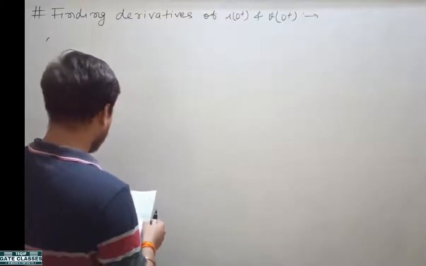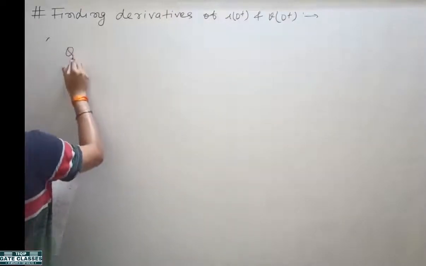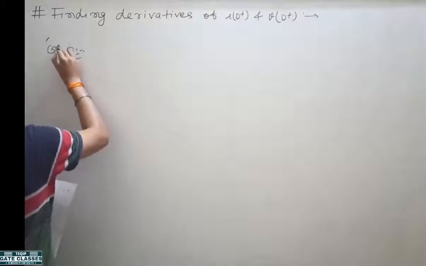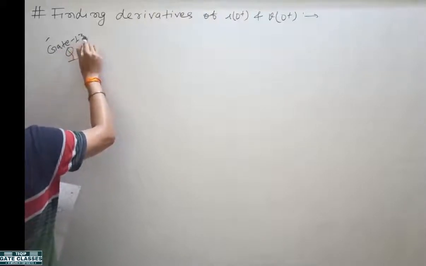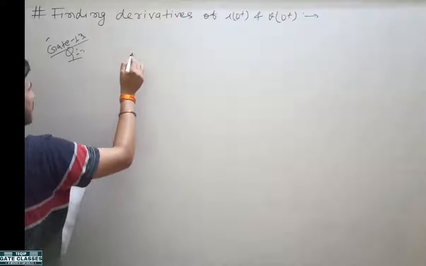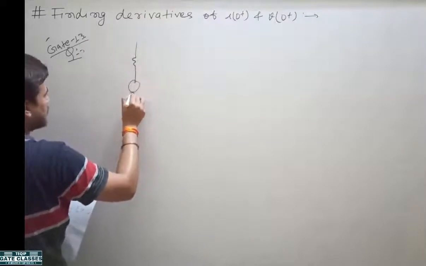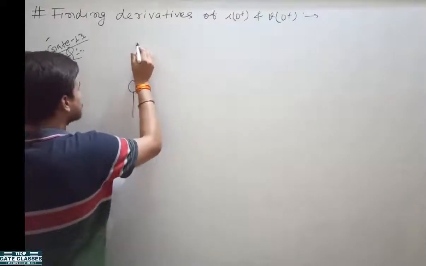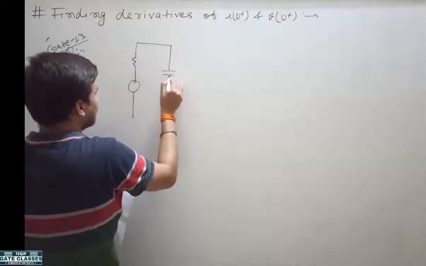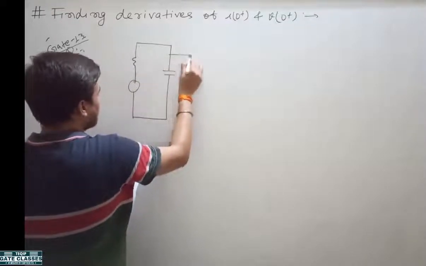Come to the next question. This question was asked in GATE 2013. It is given that a resistor and a current source, a capacitor and one resistor are there.